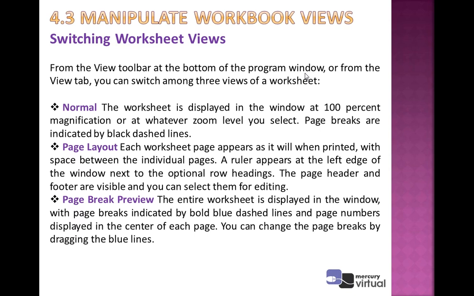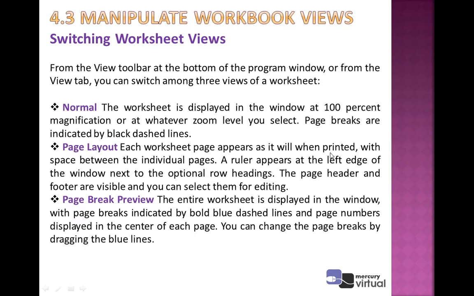First one is normal. Normal means the window is displayed in a normal format. The worksheet is displayed in the window at 100% magnification or at whatever zoom level you select. Page breaks are indicated by black dashed lines. Means in the normal view, whenever we use the page break, that will be indicated by the black dashed lines. Then there is a page layout view.